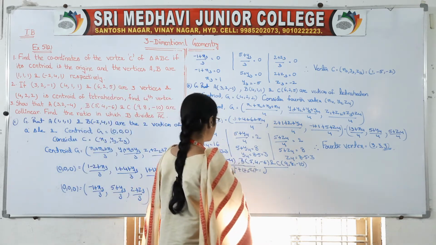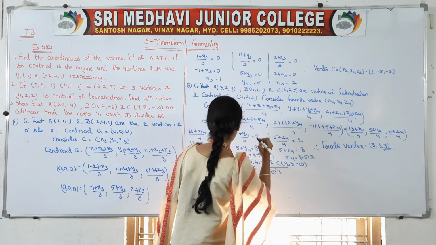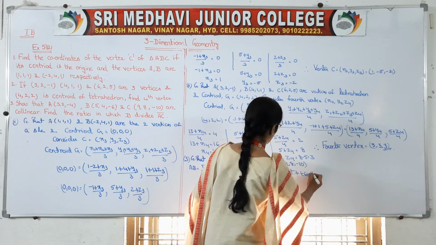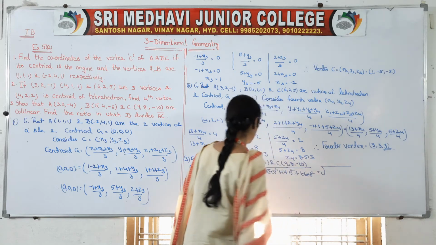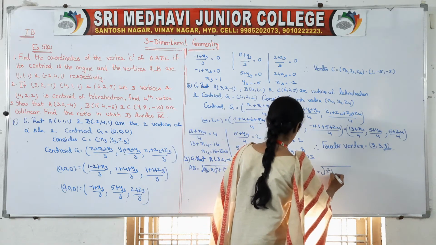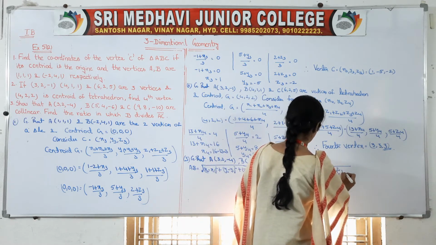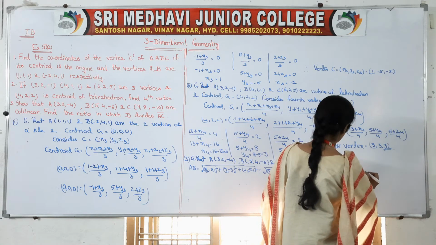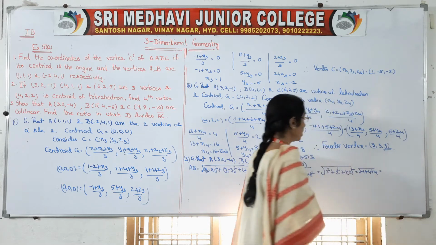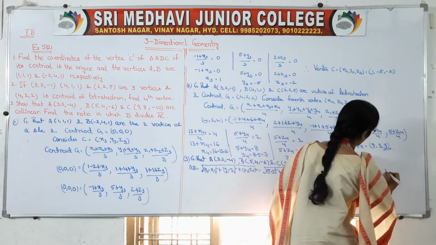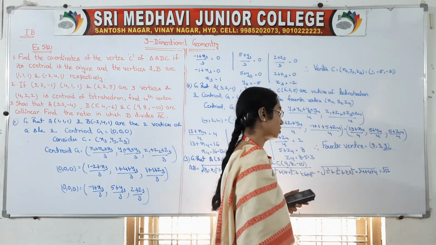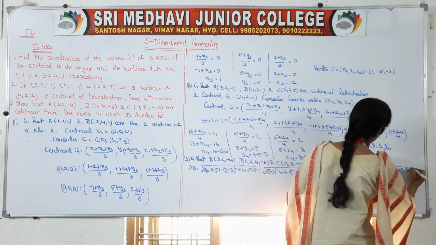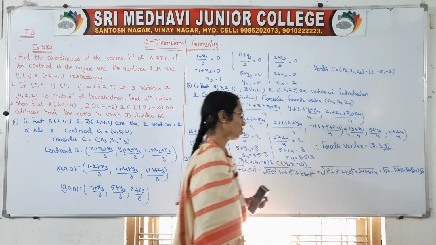So then what happens? This is (5 minus 3) whole square, next (4 minus 2) whole square, next plus (minus 6 plus 4) whole square. So it is root of 5 minus 3, that is 2, 2 square; 4 minus 2 is 2, 2 square; minus 6 plus 4 is minus 2, whole square. So it is 4 plus 4 plus 4, which is 12. Root 12 is given to us. We can write 4 into 3, root 4 into root 3. So root 4 is 2, giving 2 root 3.